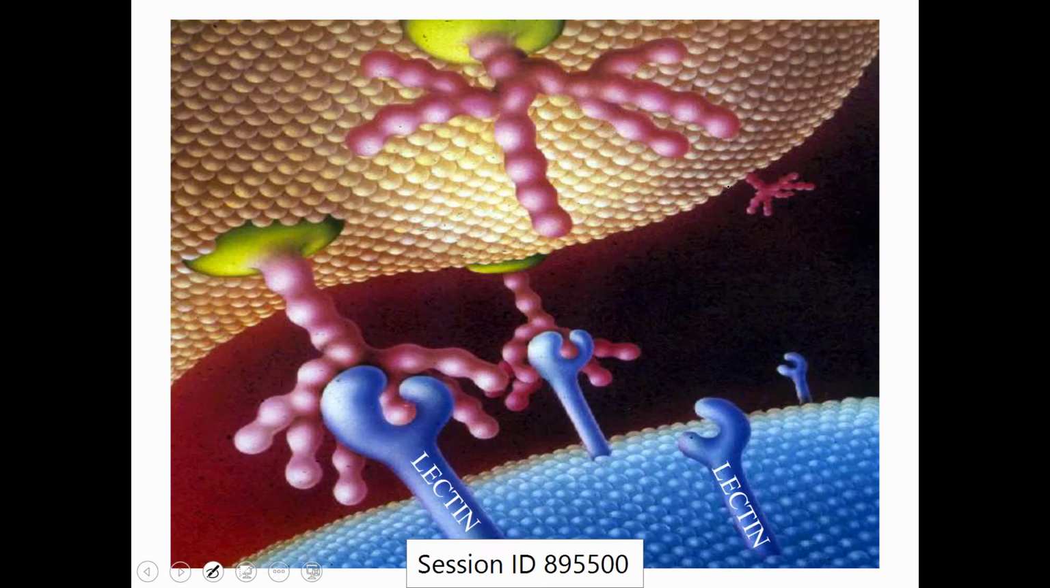So what you have recognizing sugar moieties are glycoproteins known as lectins. Okay? These are sugar-loving proteins. And the reason why I show you this is that means that these lectins are receptors. Receptors for specific sugars. Now, why is that important?